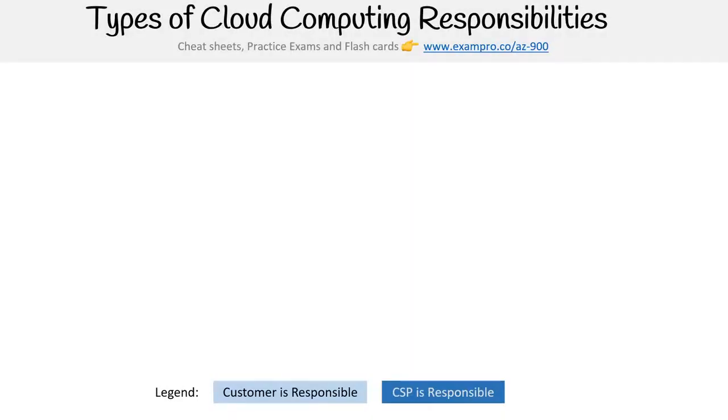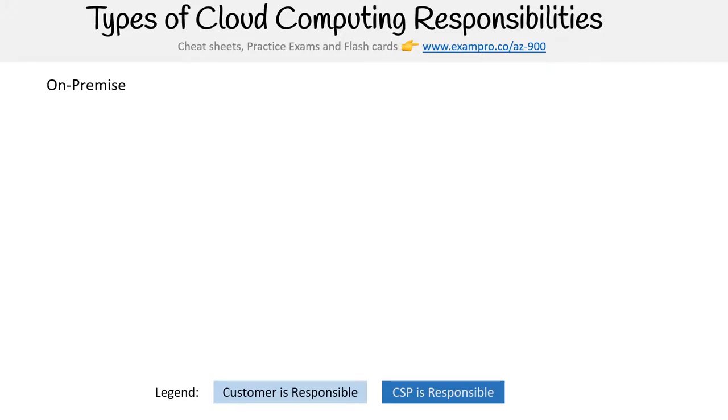Hey, this is Andrew Brown from Exam Pro, and we were looking at the types of cloud computing responsibility. So we saw the 3 categories there. But we don't really understand what it is that we're responsible for and what is the cloud service provider responsible for. So let's lay out our categories, and we're going to include on-premise into this, because technically on-premise could be a private cloud and should be in the category here.